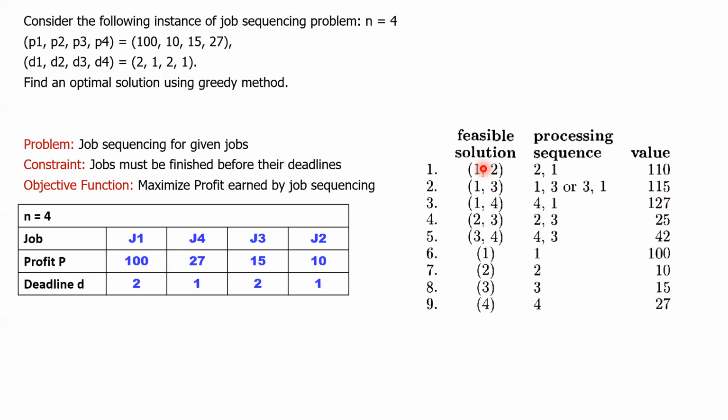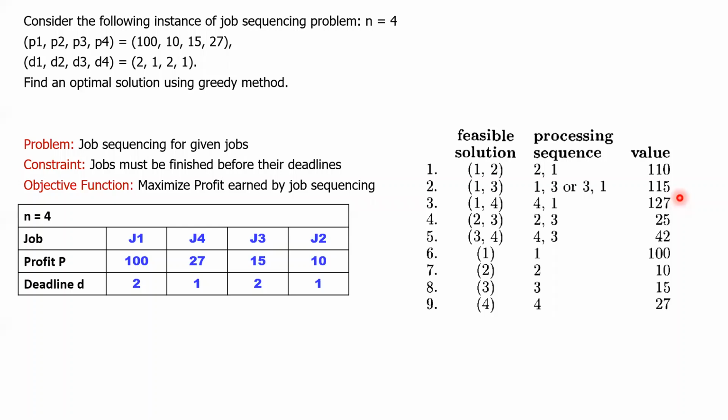So you might go for many such solutions. 9 feasible solutions are possible here, and these are the profits earned. Now, my objective is to schedule the jobs in such a manner that maximum profit is earned. Among all these profits, you can see that this is the maximum profit, 127. And for achieving 127 profit, you have to execute job 4 and then job 1. This is the sequence. First, you execute job 4, then job 1. You are going to get a maximum profit of 127.